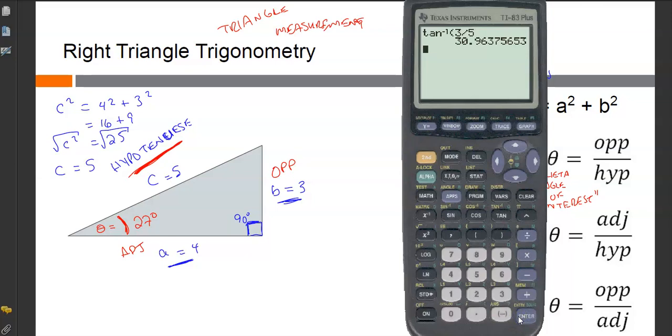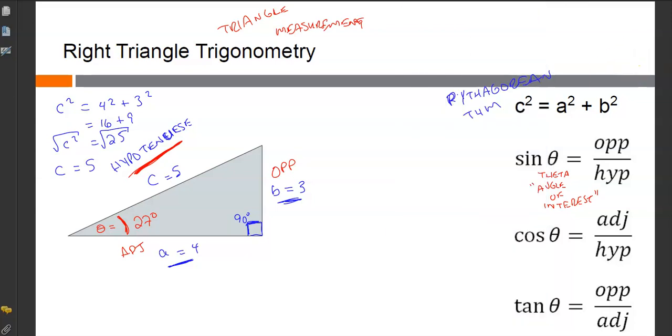All right, so actually it's a little bit more than I was thinking. All right, that's okay. But whatever this angle is, there's only one angle that will fit right there with 3 opposite and 5 for an adjacent. Okay?